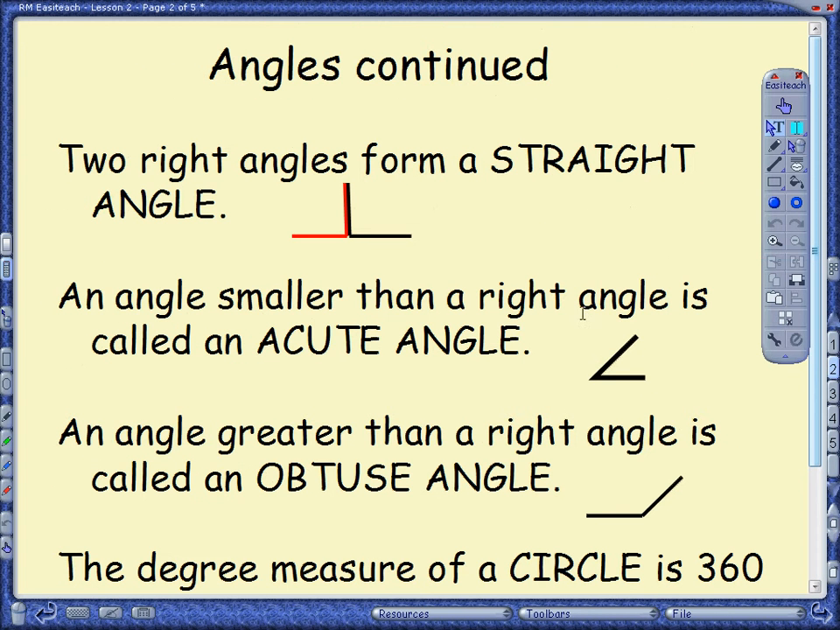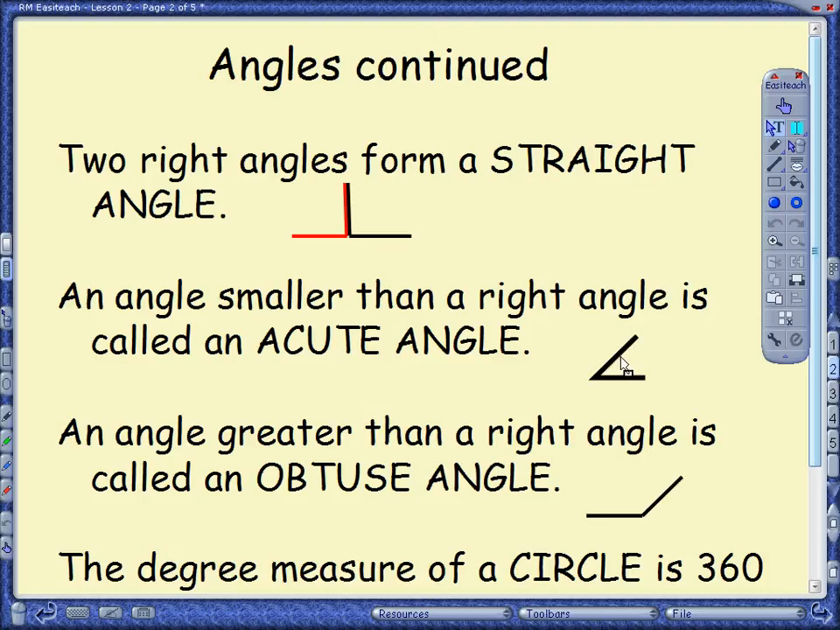Okay? Two right angles form a straight angle, and this is the straight angle, the red line plus the black line. Both of these are right angles. They make a square corner, the two lines. The red lines do, and the black lines do. And when we push them together, they make a nice straight angle.